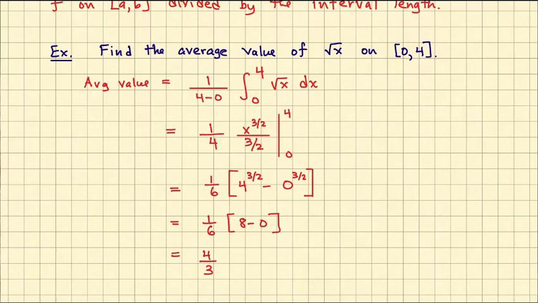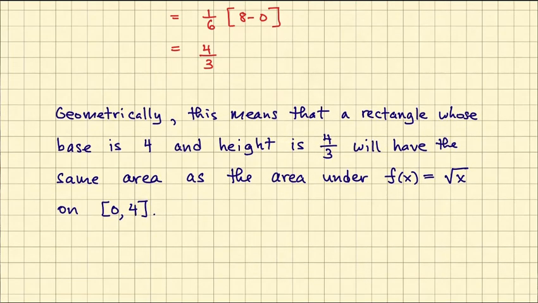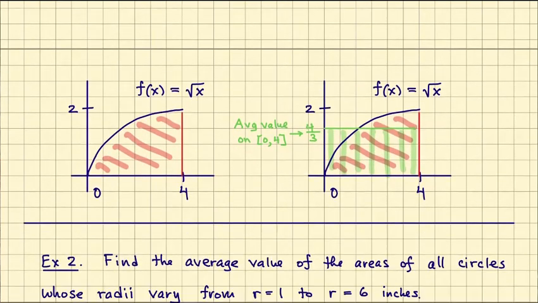Okay, but what does that mean? Geometrically, we'll show you a picture here in just a second. This means that a rectangle whose base is 4 and whose height is 4/3 will have the same area as the area under f of x equals the square root of x on 0 to 4. I think a picture is worth 1,000 words. So what in the world does this 4/3 mean?